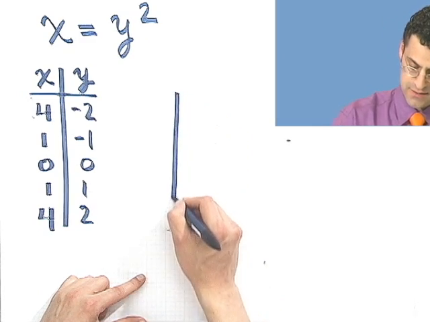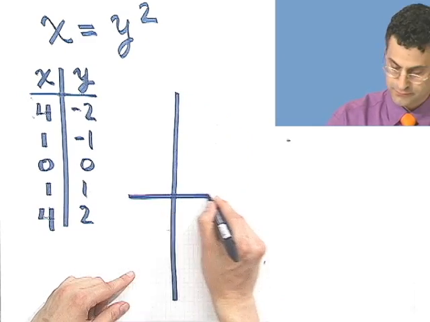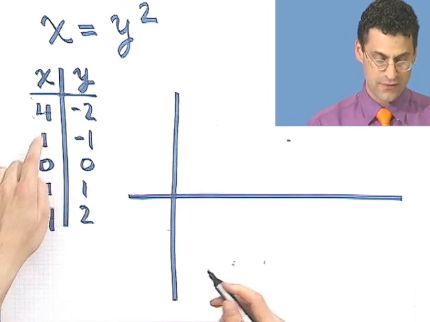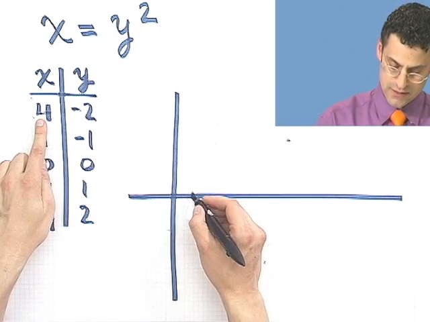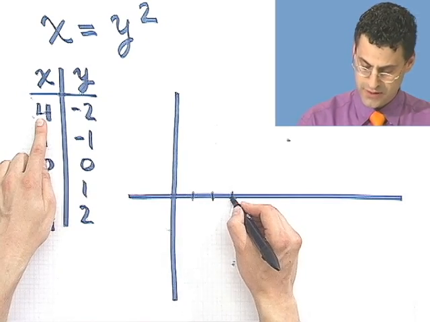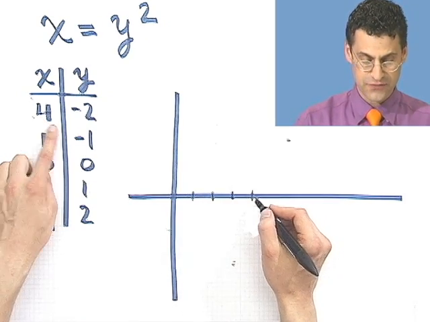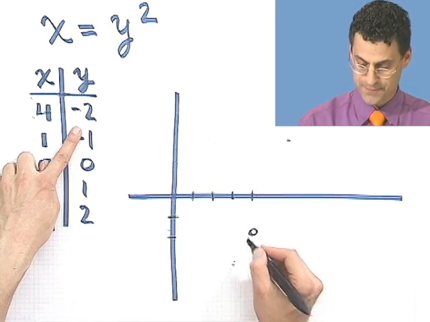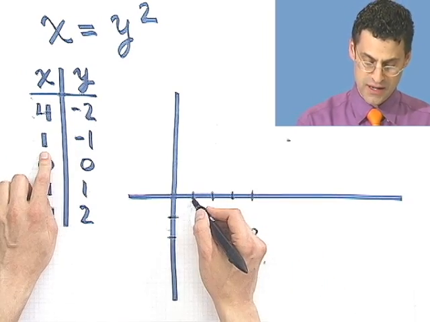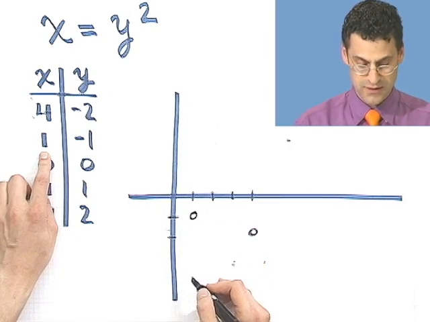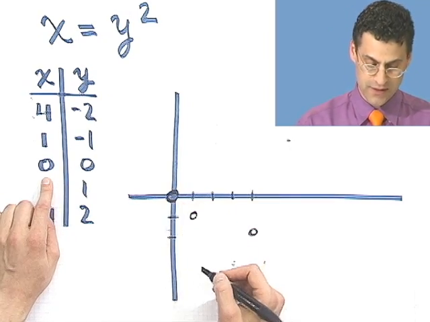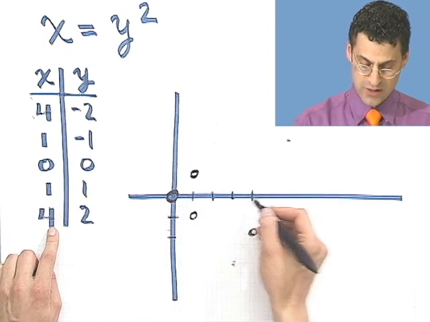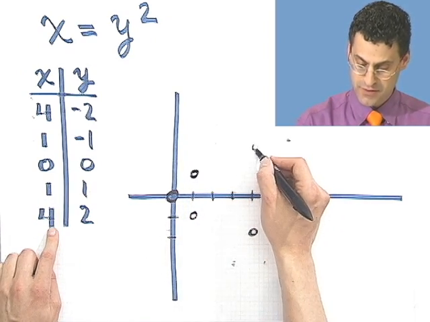So here's the axes. And let's graph. Graph away. Here we go. So I have 4 in the x, 1, 2, 3, 4. And I go negative 2 in the y, 1, 2. So I put a point right there. Then I have 1, minus 1, so I put a point right here. Then I have 0, 0, so I put a point right there. Then I have 1, comma 1, so I put a point right there. And then I have 4, comma 2, 1, 2, so I put a point right there.